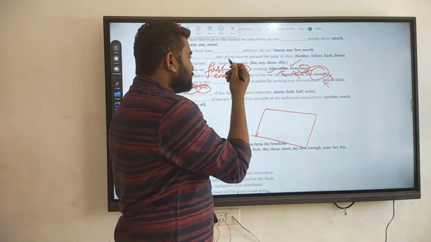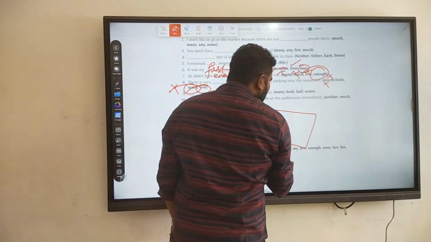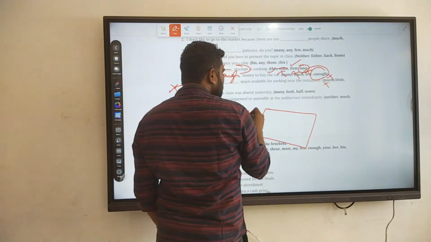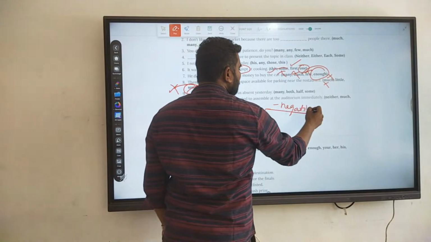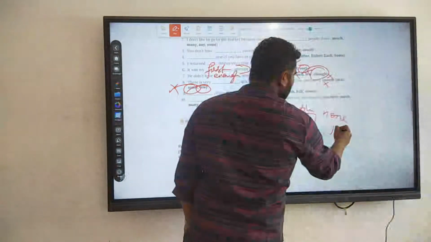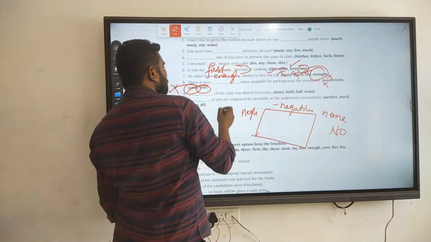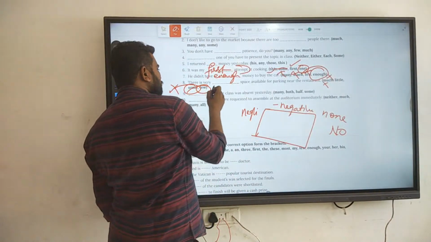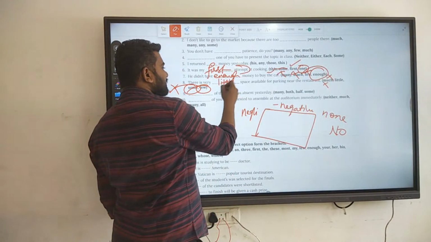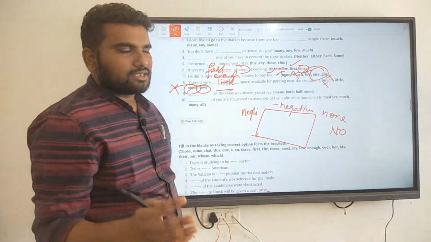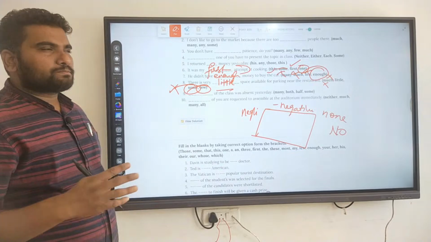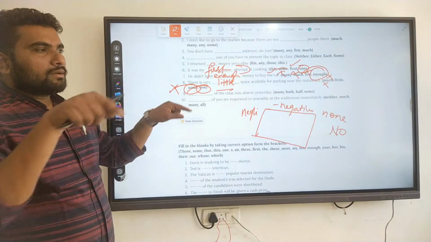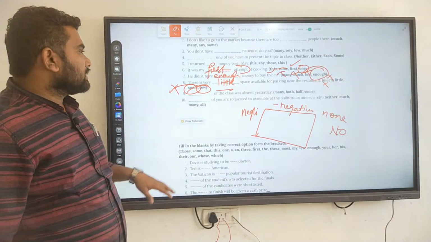And if you talk about little, it means what? Negligible, or negative, or like none or no. So that's the reason your answer will be little. So there is very little space. Little space means there is no space, there is no space at all, or there is no place present in that particular area.